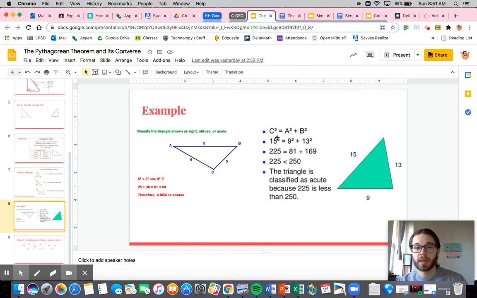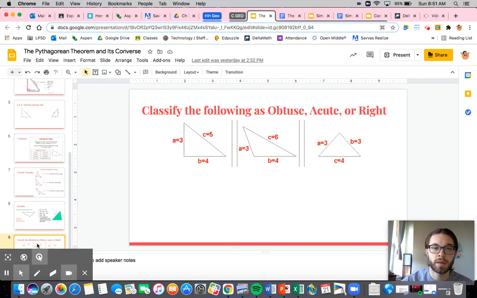Over here, we find that c squared is 225 because it's 15 squared. And over here, c squared itself is bigger than 81. C squared itself is bigger than 169. But it's not bigger than them both added together. So this ends up being acute. Okay? So let's do this.